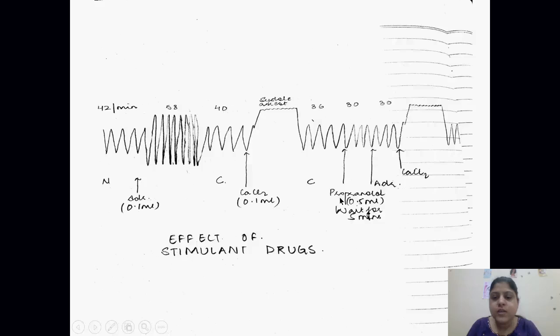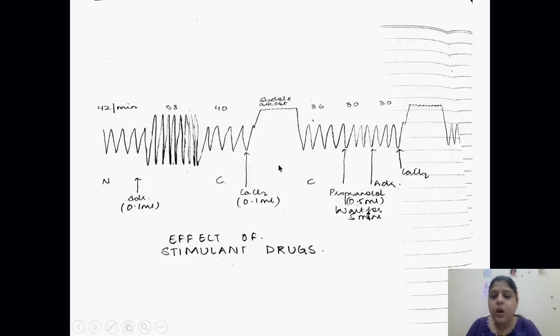Then we take the control contractions, and then we insert propranolol, which is a beta blocker, blocking beta 1 and beta 2 receptors. Then we wait for 5 minutes and again insert the adrenaline. We see no change in heart rate, force of contraction and tone, because the beta receptors are blocked. But when we inject calcium chloride again without giving a washout period, the tone, heart rate and amplitude of contractions will increase.